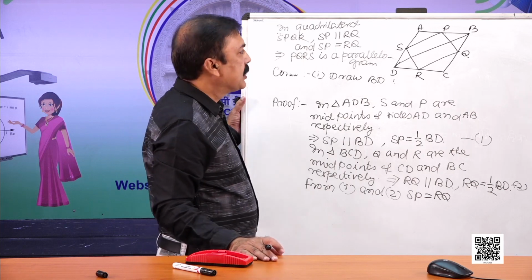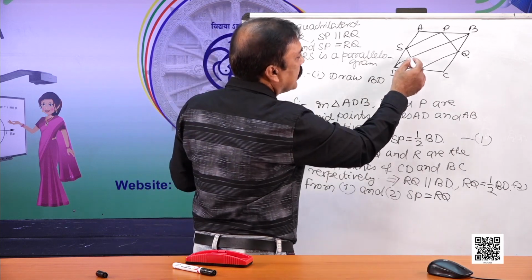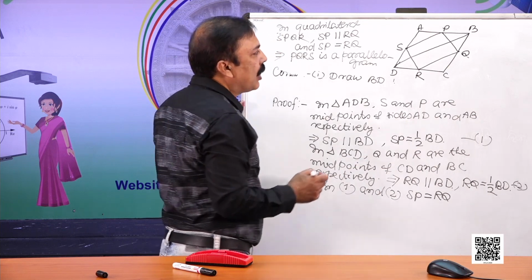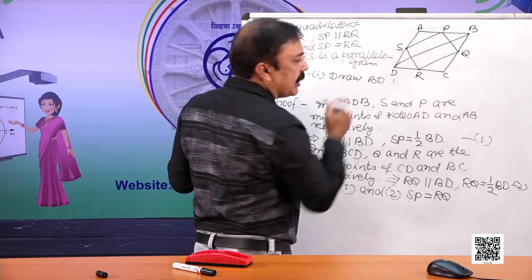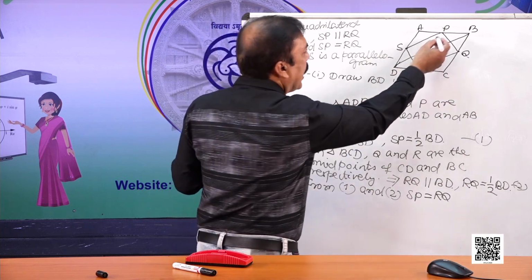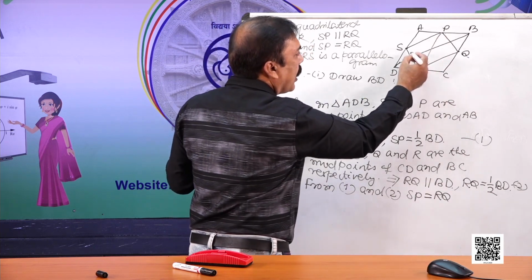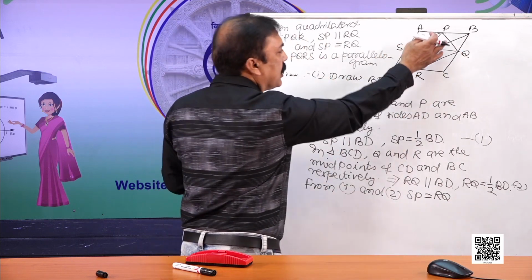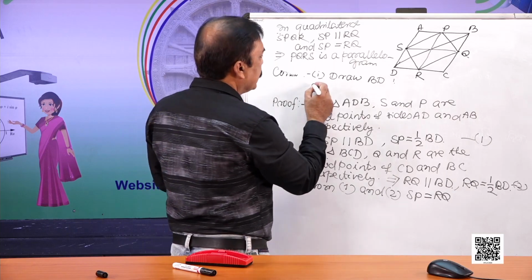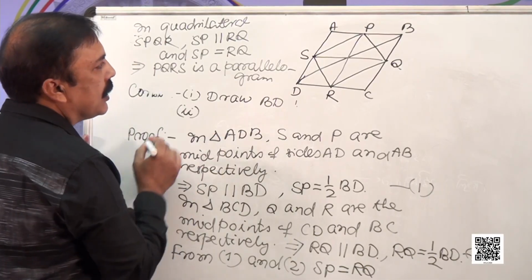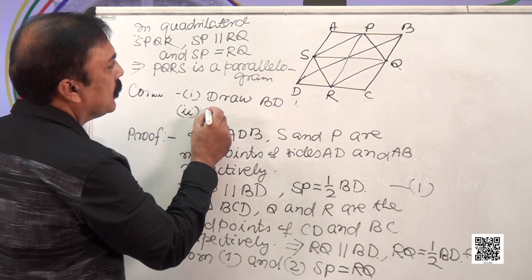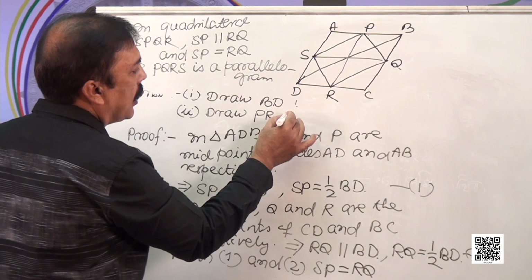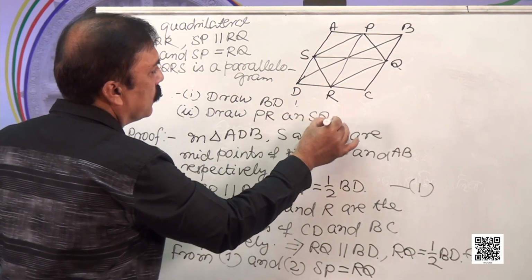Now second part says that to prove this parallelogram to be a rectangle, we have to show that each angle is 90 degree or the diagonals PR and SQ are equal. Let's try with the diagonals. For that, the second construction here is draw the line segments PR and SQ.